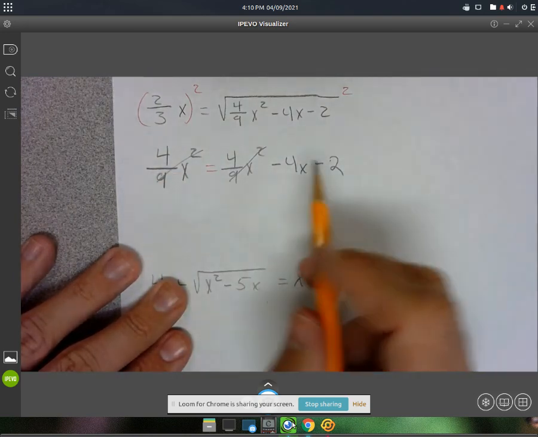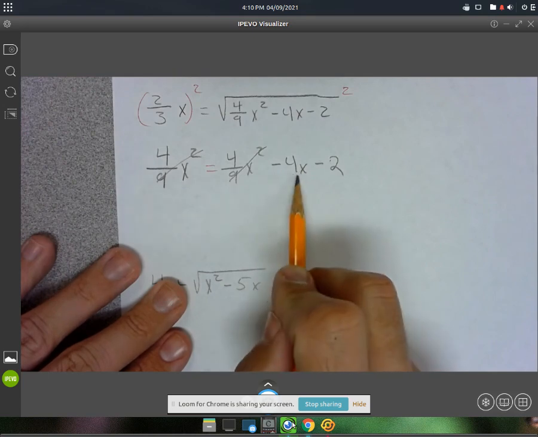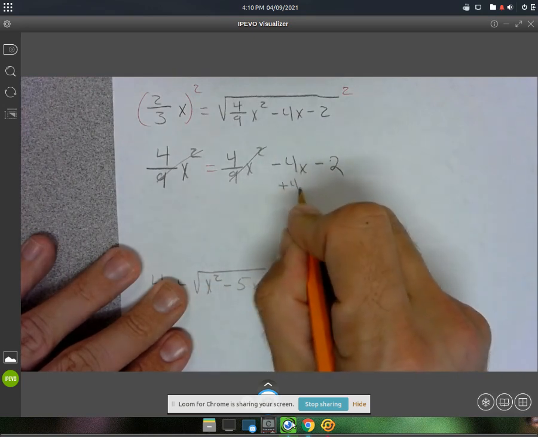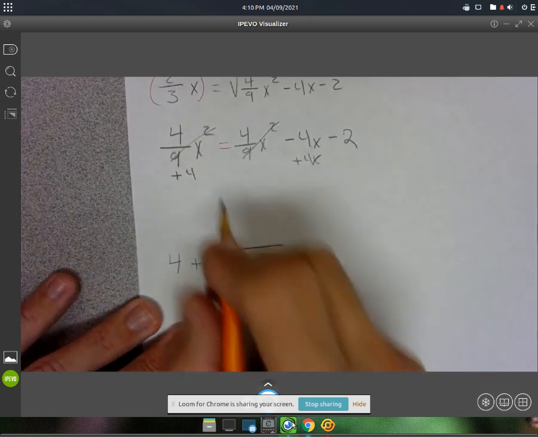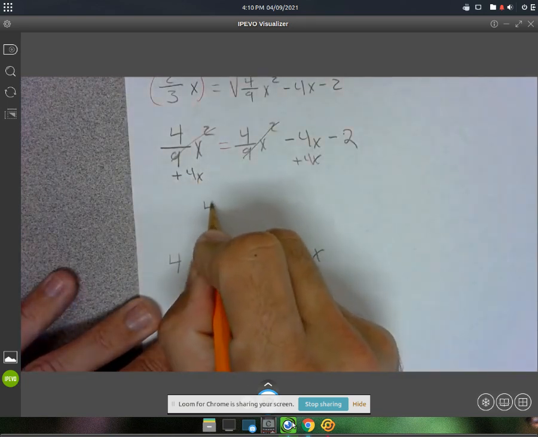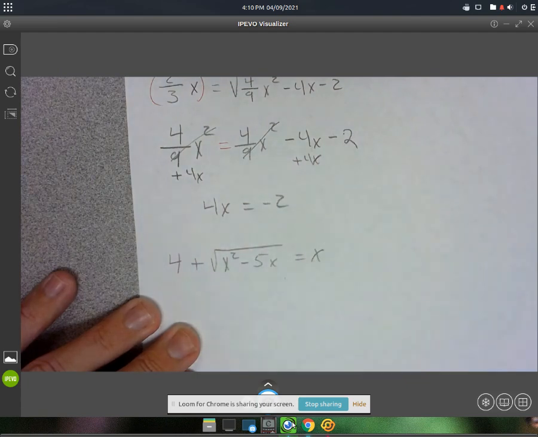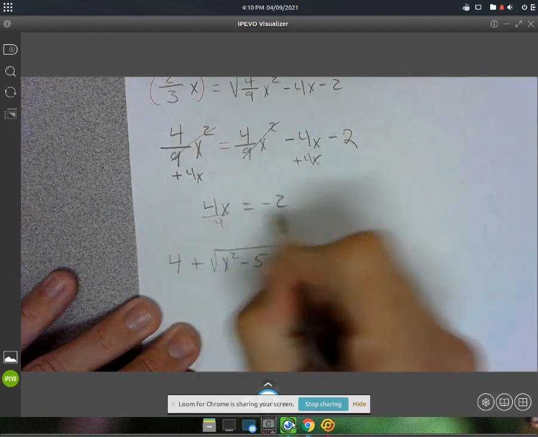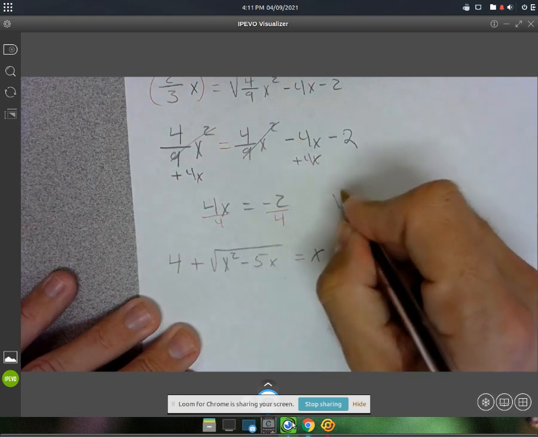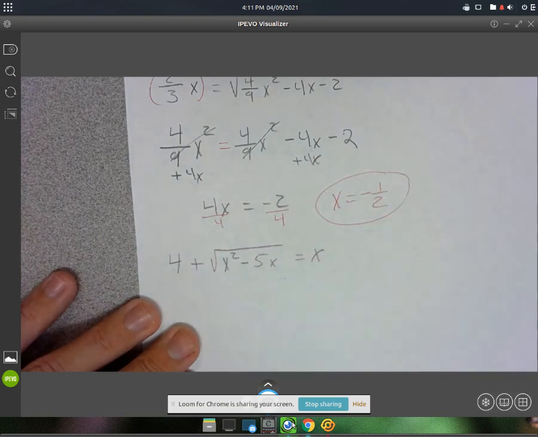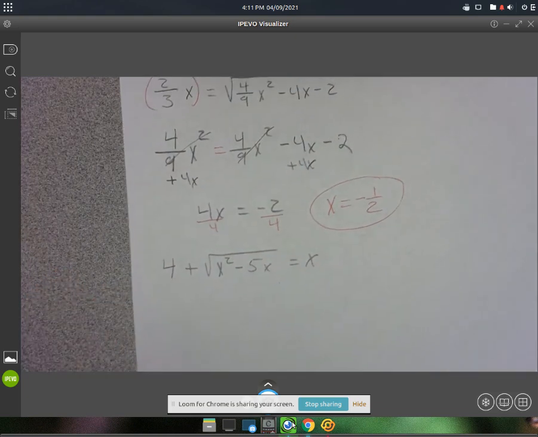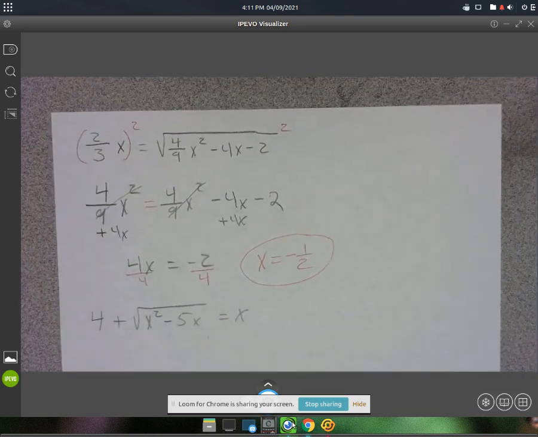What am I going to do next? I'm going to add the 4x to both sides. I'll add 4x there and add 4x to the 0 over here. That's going to give me 4x is equal to -2. Divide by 4, divide by 4, and so x is equal to -2 over 4, which is -1/2. But now you would want to plug this in and see if it satisfies the equation. The left side would have to equal the right side.